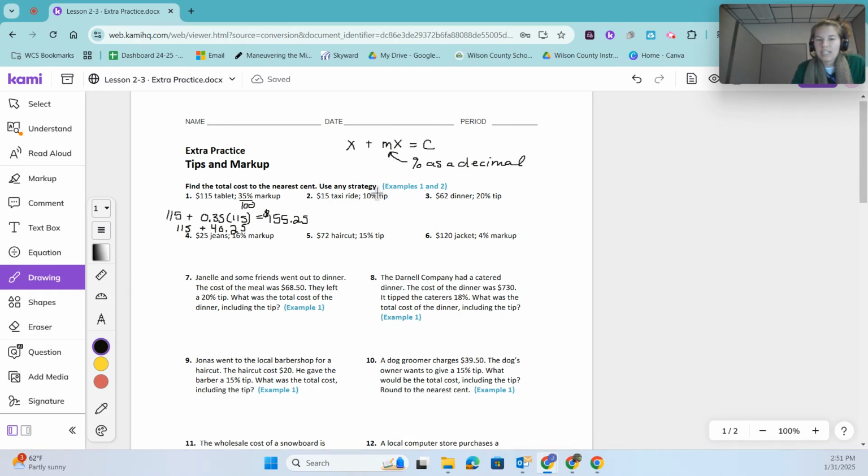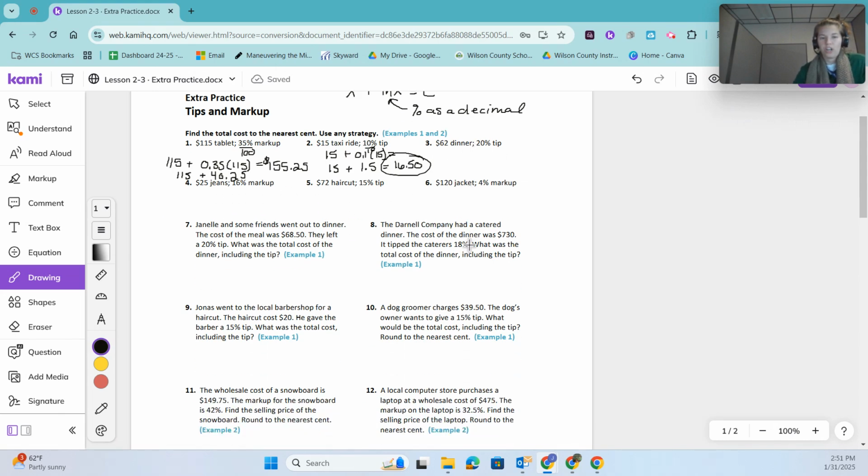Okay, now let's take a look if you're tipping. All right, same idea. You pay the $15 for the taxi ride plus 10% tip. So 10% written as a decimal is 0.1. You would multiply by that 15 and that would give you your total. So you'd do 15 plus 1.5, so $1.50. Okay, and that's going to be $16.50 would be the total that you would pay the taxi driver. Okay, so there's several more just like that that you can try on your own.